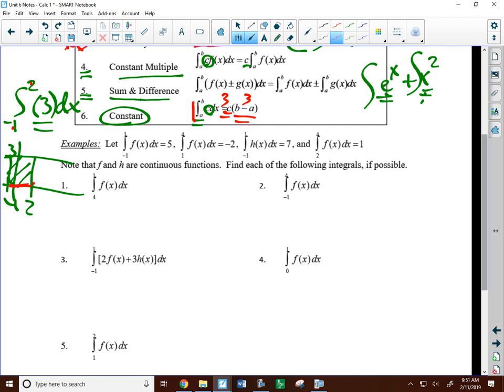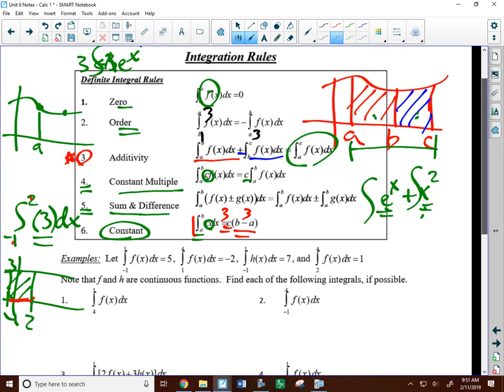Okay, so let's try some examples with that to finish up. So any thoughts on those properties right now?